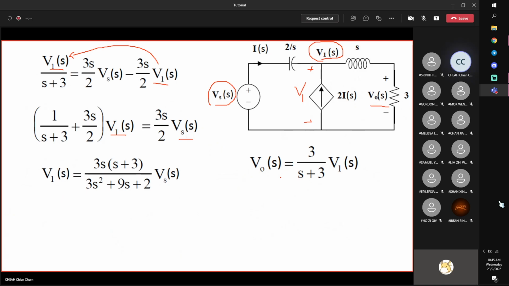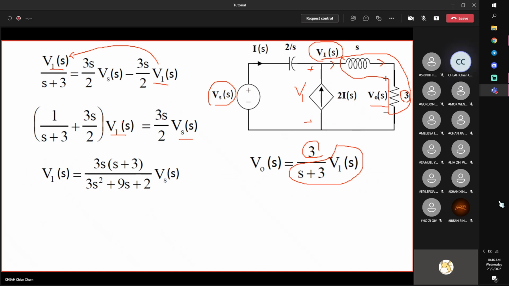Even if you forgot your voltage division law, as I said, just use Ohm's law. Find this current. What is this current? V1 divided by the series impedance, S plus 3. So V1 divided by S plus 3 is the current flowing through here. According to Ohm's law, this current multiplied by 3 is V0. So this basically forms the voltage division law. But you can see that the voltage division law is faster. You just write it down directly. Otherwise, you have to break it into 2 steps, but you get the same thing.